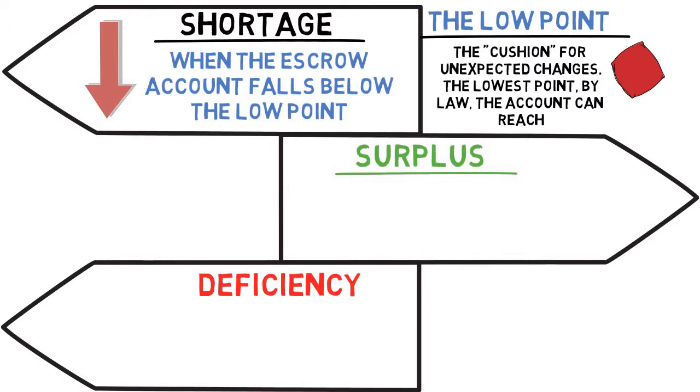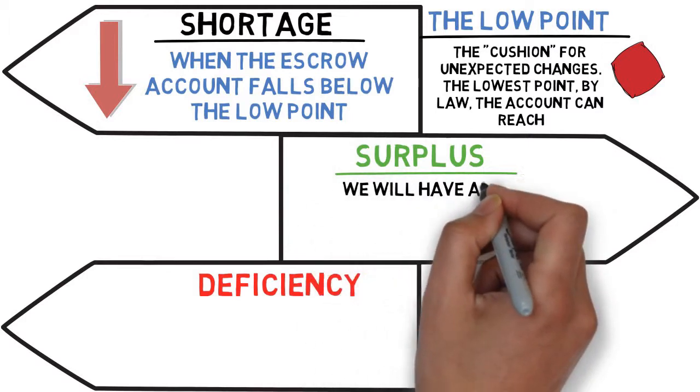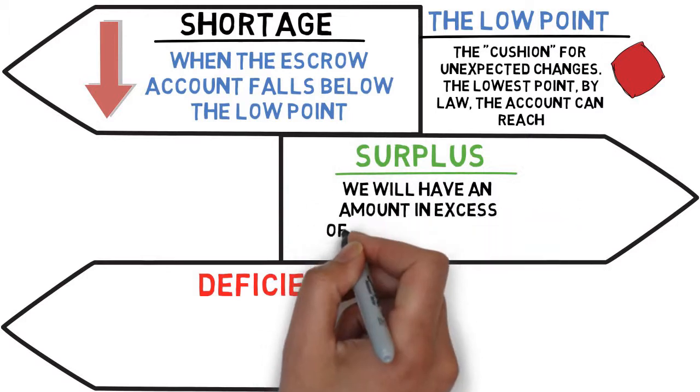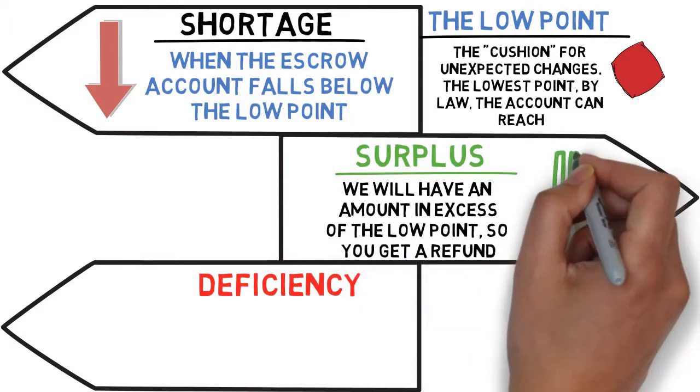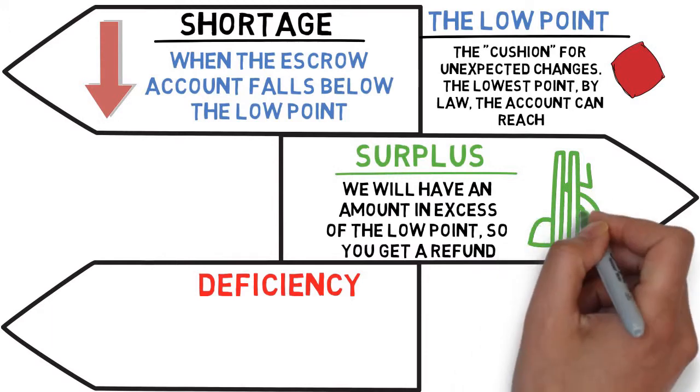Surplus. A surplus is the opposite. With a surplus, we're expecting to have more than the low point. If it's going to be more than $50 in surplus, we'll send you a check. But otherwise, we'll just apply the amount to your escrow account, which could lower your payment.